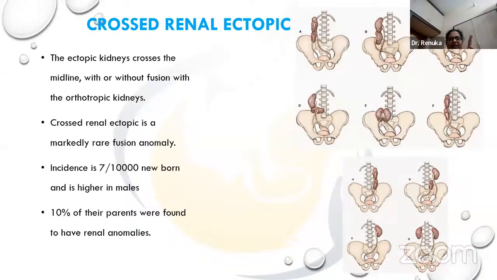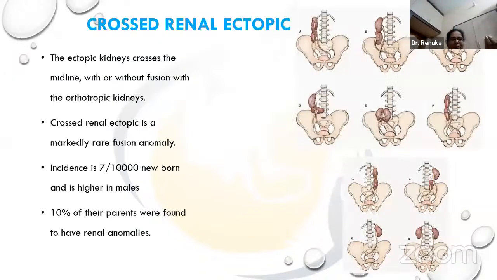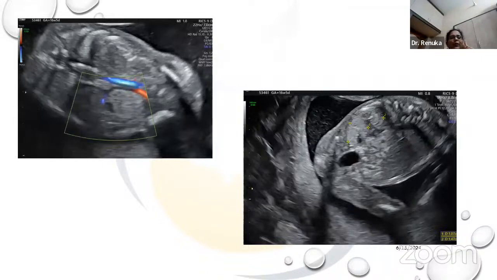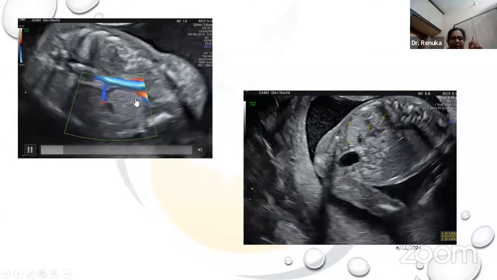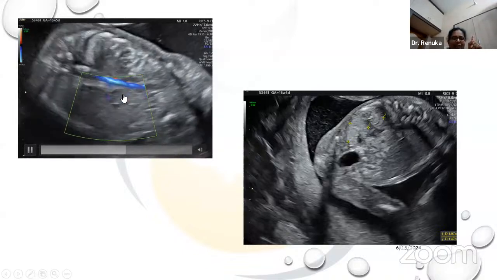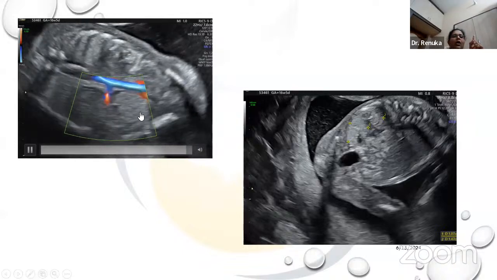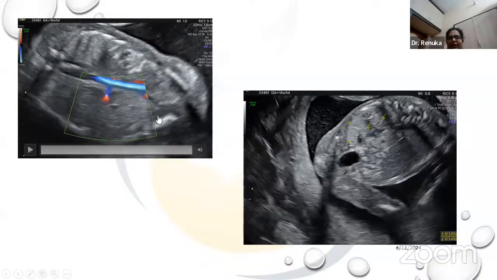To come to a diagnosis of crossed renal ectopia in a scan, again, the first clue will be not finding a one-sided kidney. Then when you look, you will be able to see one more reniform structure just adjacent to the previous kidney as shown in this video, or it can lie somewhere down.